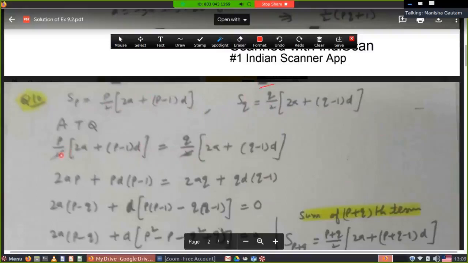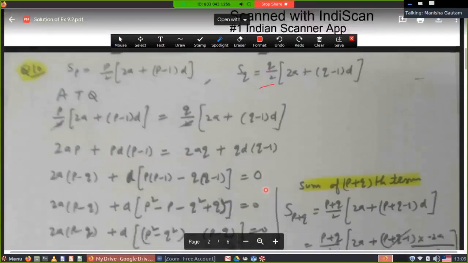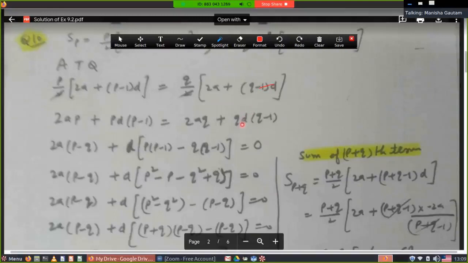Cancel 2 by 2, and multiply by P on the left hand side and by Q on the right hand side. You are getting the statement 2AP plus PD into P minus 1 equals 2AQ plus QD into Q minus 1. Now collect all the terms on the left hand side and put the right hand side equal to 0. 2AP and 2AQ, when collected, take common 2A, that is P minus Q, and take common D from the remaining terms. What you are getting is P into P minus 1 minus Q into Q minus 1, that is equal to 0.